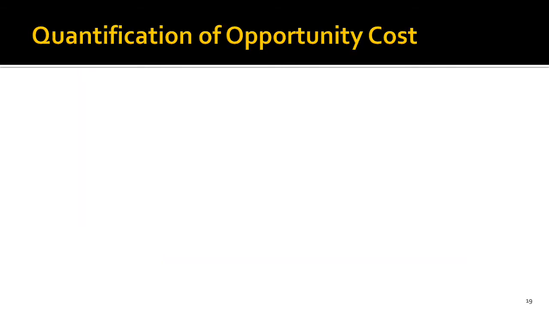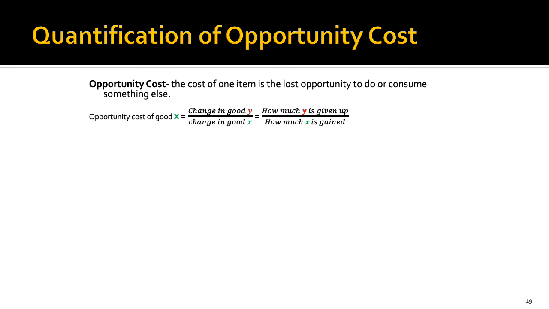The quantification of opportunity cost. Recall that the opportunity cost of one item is the lost opportunity to do or consume something else. In the context that we just went through, think of the opportunity cost of a book as the number of games you have to give up in order to purchase the book. So the way we quantify it mathematically, we'd say the opportunity cost of good X is how much Y is given up divided by how much X is gained. These are marginal changes.